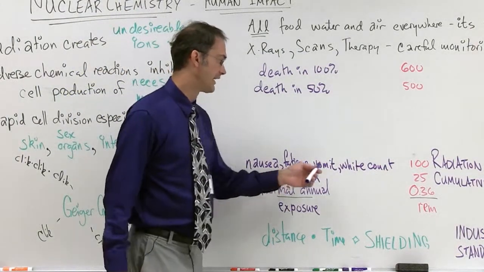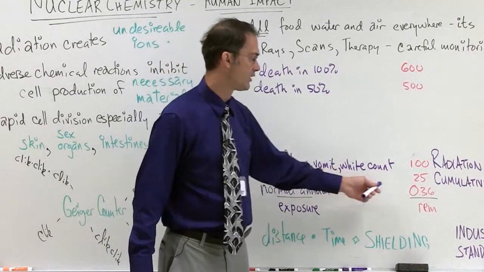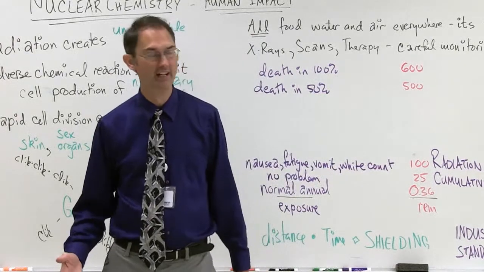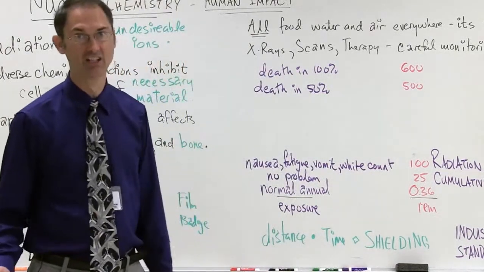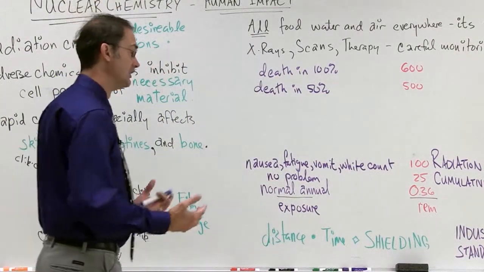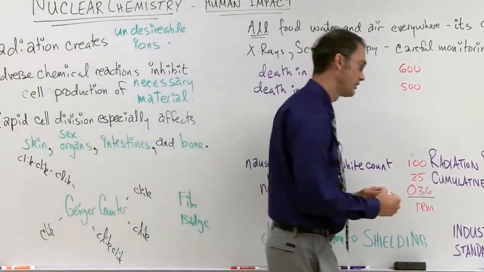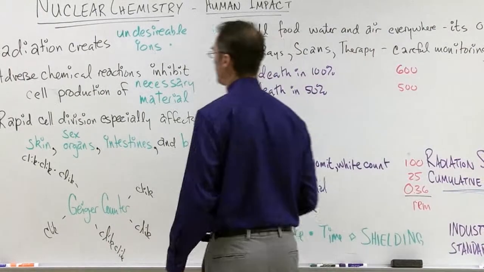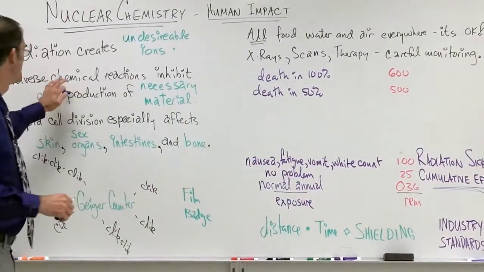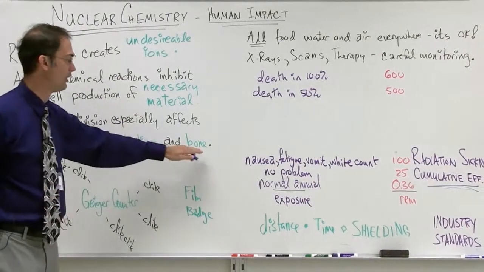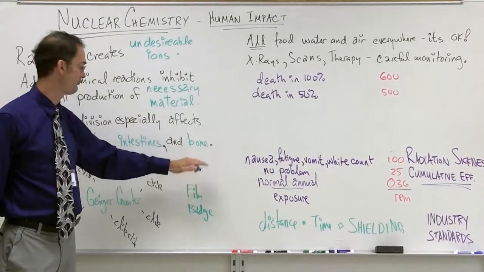Nausea, fatigue, vomiting, and a falling white blood cell count begin when you start to get about 100 rems in a 24-hour period. This is commonly called radiation sickness. This is very, very debilitating on the body. And another thing to keep in mind is what I've mentioned, this cumulative effect. If the cumulative effect continues, these adverse chemical reactions continue. And you have to consider the fact that bone replaces itself about every 14 years.